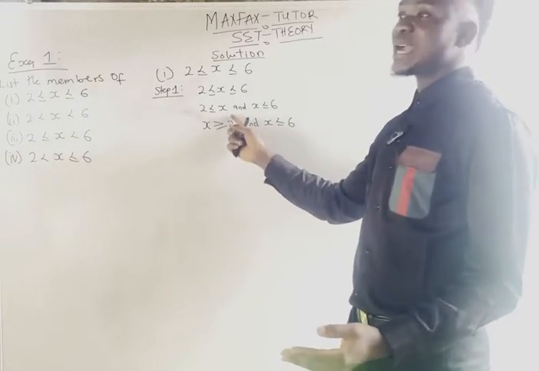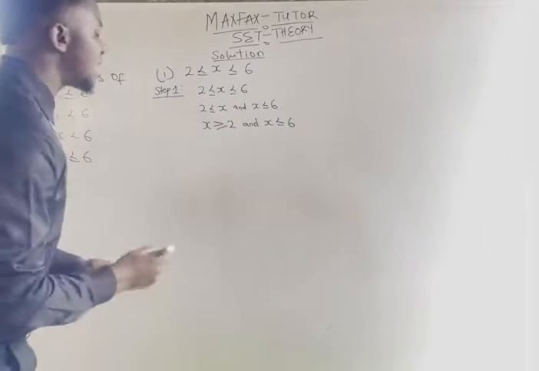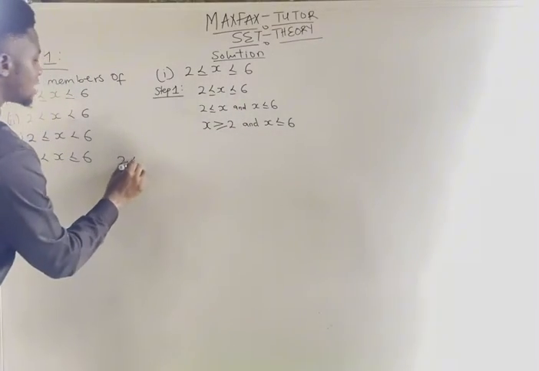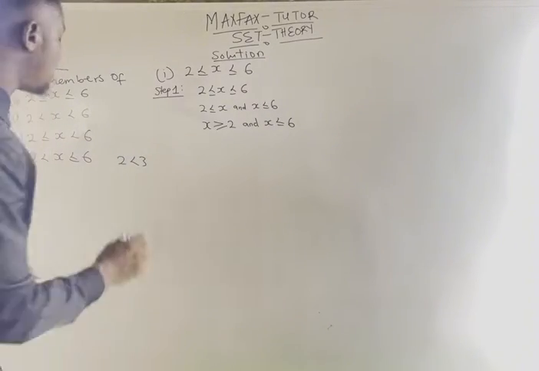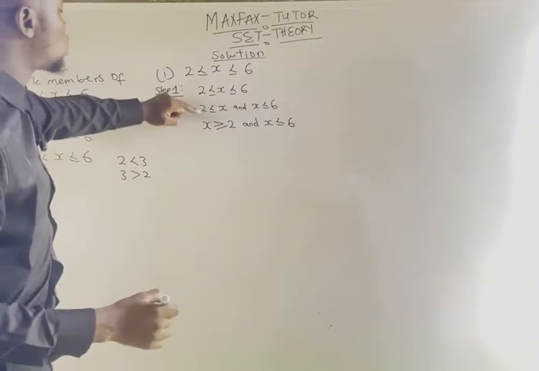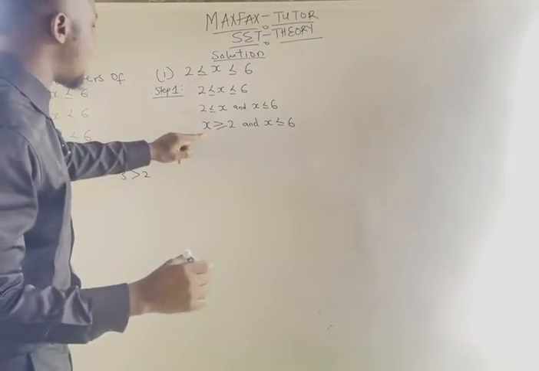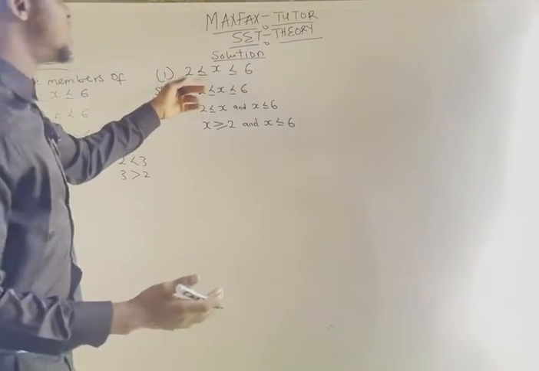If 2 should be less than x, then this simply means that x will be greater than 2. So another expression is, let's say we have 2 less than 3. Everybody, if 2 should be less than 3, what does that mean? That simply means that 3 will be greater than 2. So that is why we wrote 2 less than or equals to x as x greater than or equals to 2. So guys, once we've done this, then we are going to list these sets.